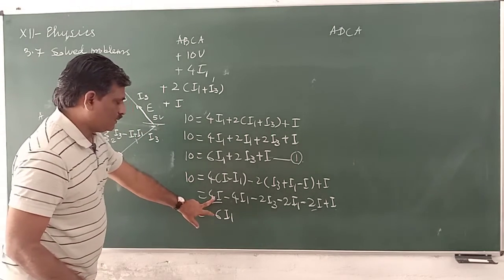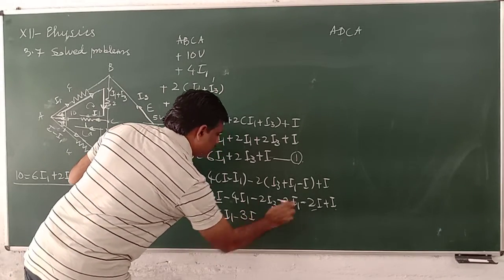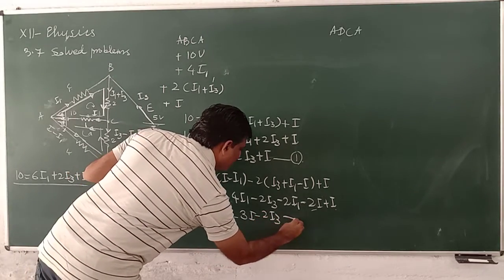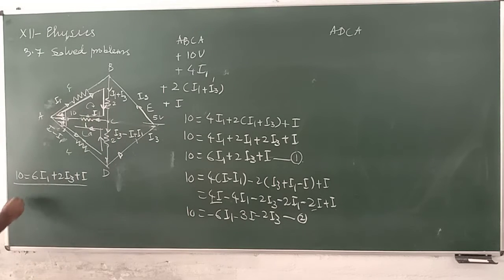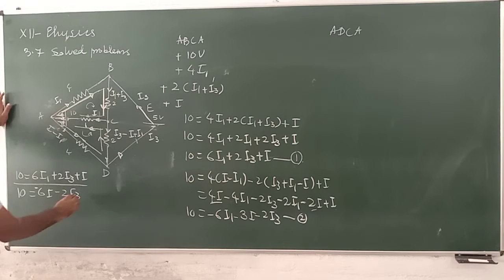And then 3I, minus 2I3, equation number 2. This is equal to 10. I take this equation here. 10 is equal to minus 6I minus 2I3 minus 3I. This equation I got it.